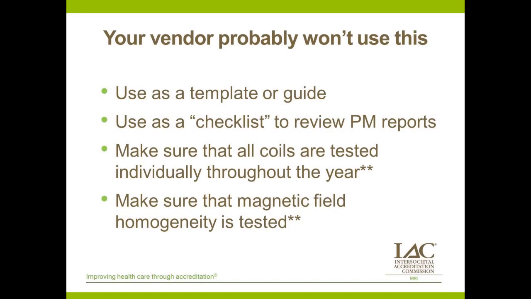The other thing you want to make sure is that the magnetic field homogeneity is actually being tested. Now, I've got this one marked with a couple of asterisks because we're going to talk about this in the next section when we go through vendor terminology. What you find on your PM reports may not be something that says magnetic field homogeneity. There's a lot of different terms for this. So we're going to talk about what that looks like.